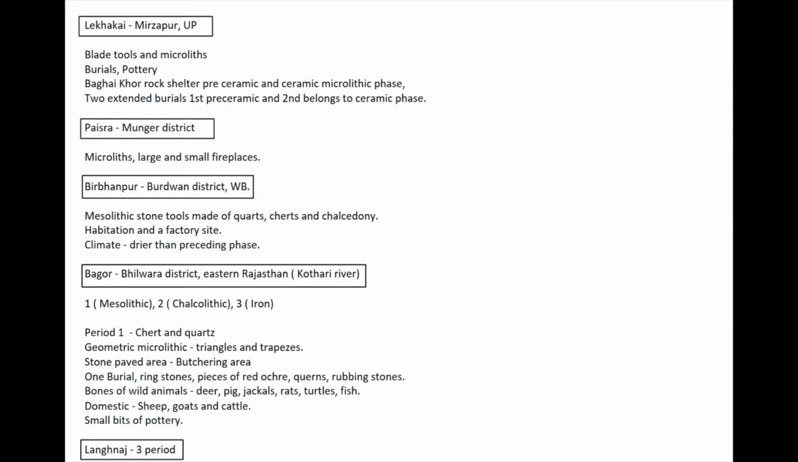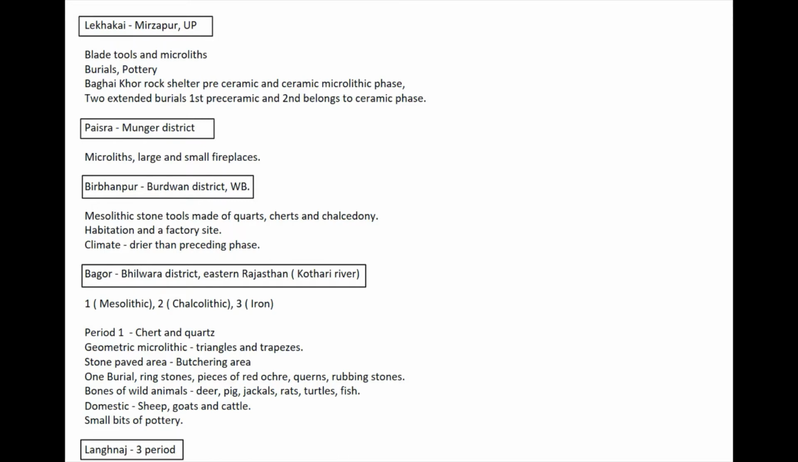It seemed to have been both a habitation as well as a factory site. I did mention what a factory site is in a previous video, so do watch it if you don't remember. A study has shown that the climate during the Mesolithic phase at Birbanpur was drier than in the immediately preceding phase, which was more wet and humid.